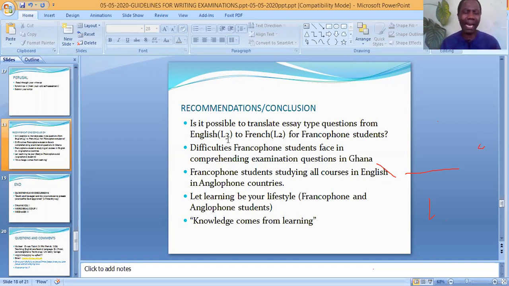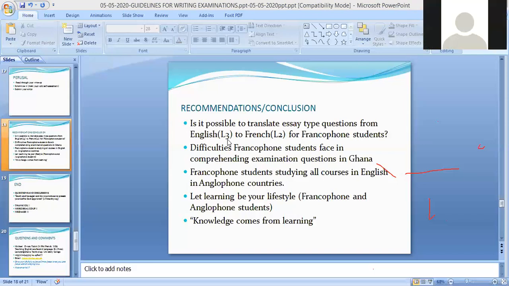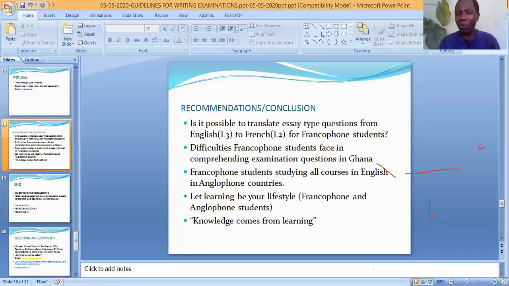So that once they understand them, even in French, answering them in English will not be all that challenging or difficult for them. I've witnessed this several times. Sometimes you'll be invigilating in the exam hall, and a Francophone student will draw your attention, saying, Monsieur, I don't understand this, because the person knows that I may have some knowledge in French. But sometimes you look at it as an Anglophone learner, you get to know that it's not difficult at all.